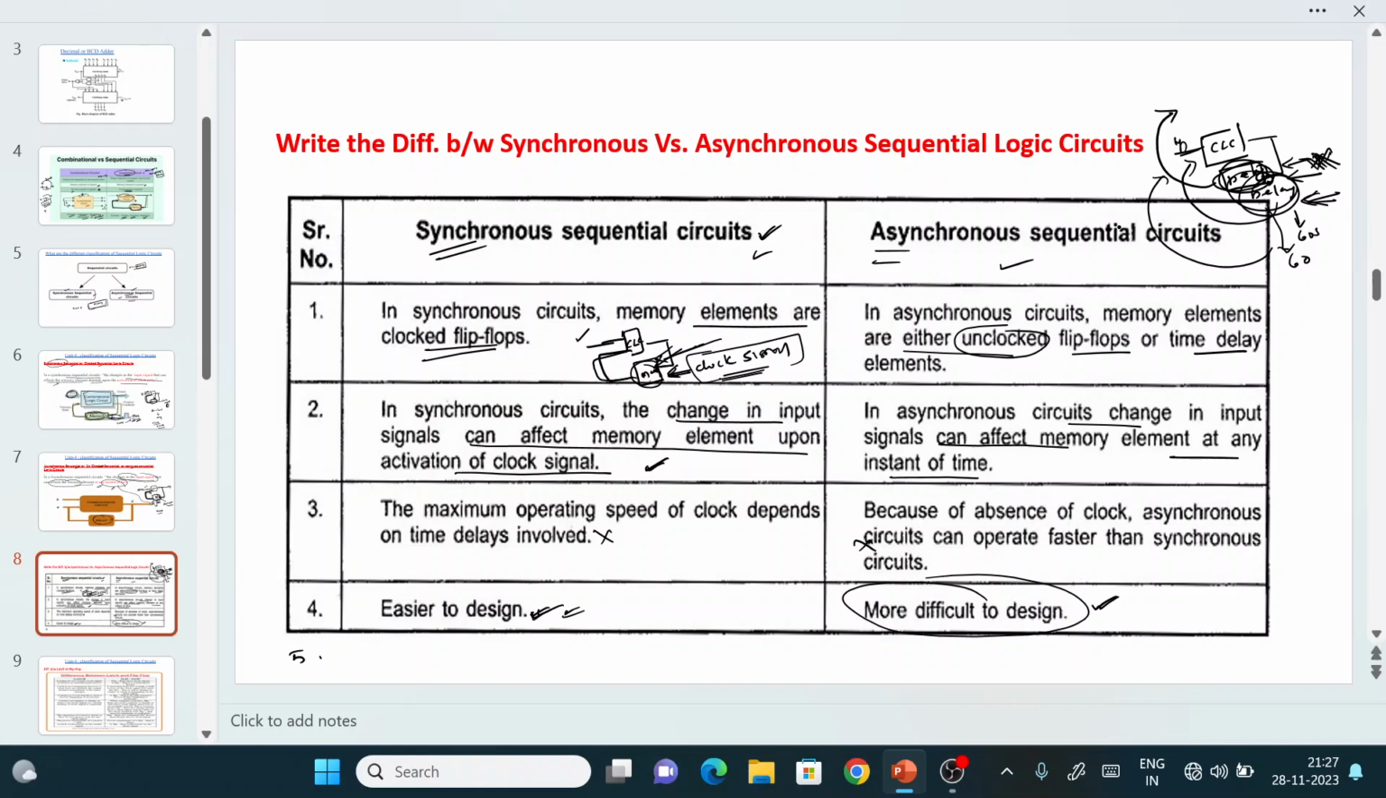In synchronous, everything works one after another, so it is a slower operation. Asynchronous is the faster operation. Why faster? To get the memory element value, we don't require any clock signal, so directly we can get it. That is the reason asynchronous counters are faster, but difficult to design. Synchronous counters are easy to design, but slower in performance.